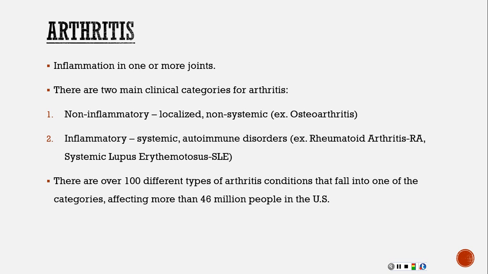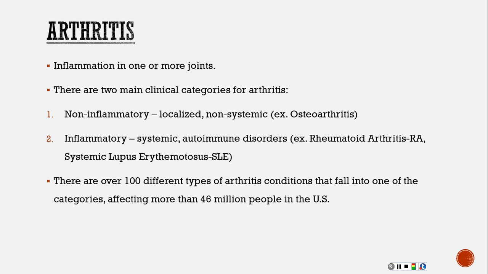Second type, inflammatory or rheumatoid arthritis, is systemic, and it is an autoimmune disorder. Well, not only rheumatoid, but that's the main one we'll look at, rheumatoid arthritis. You've also got systemic lupus erythematosus. There are over 100 different types of arthritis conditions that fall into one of the categories, affecting more than 46 million people in the U.S. But the big thing you need to know, non-inflammatory versus inflammatory, osteo versus rheumatoid. Okay.